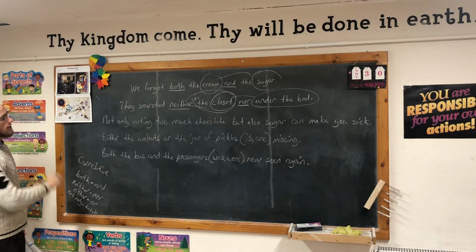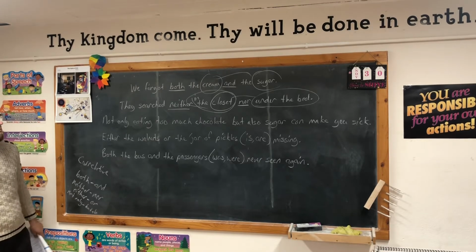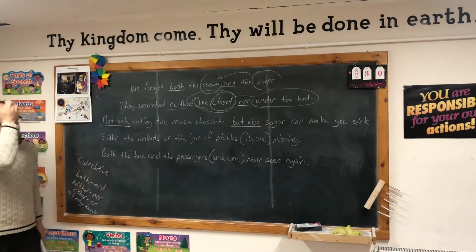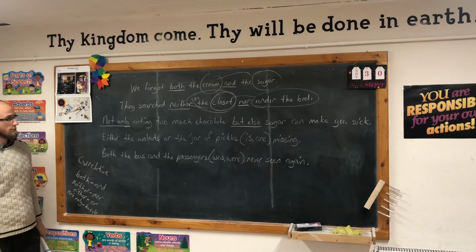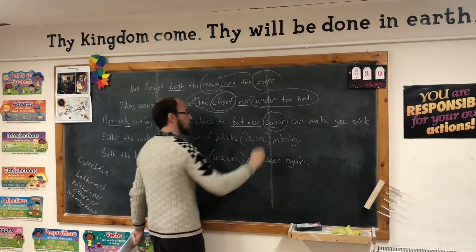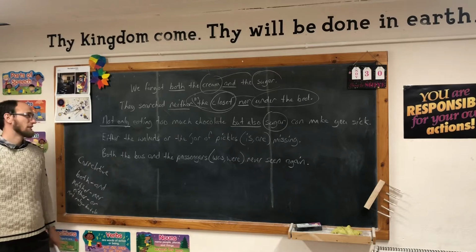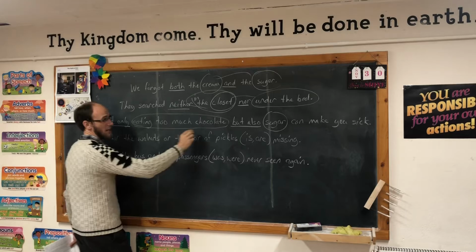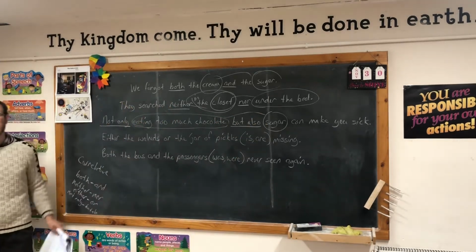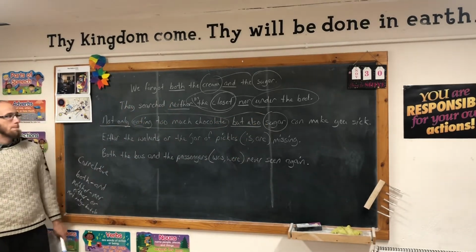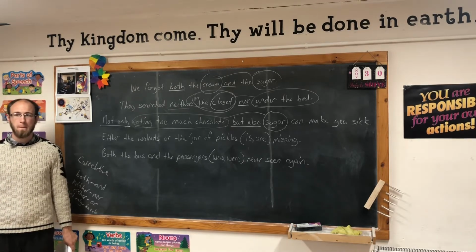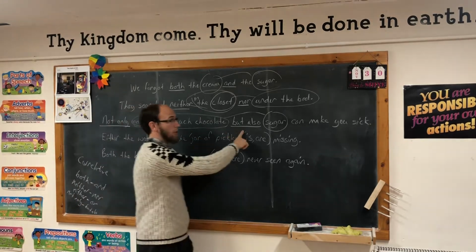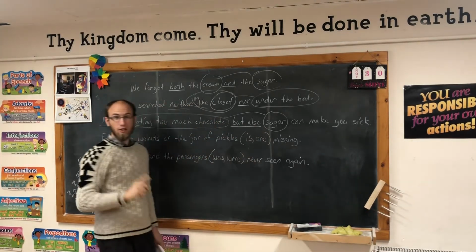Where's the correlative conjunction in the next one? Not only, but also. And what does it join? Not only chocolate, but also sugar. It joins sugar, and it also joins eating too much chocolate. It kind of joins this whole big thing. So again, we have a mistake. We can't have eating too much chocolate joined just with sugar. How can we correct it? Not only eating too much chocolate, but also eating too much sugar can make you sick. That's one way of correcting it.